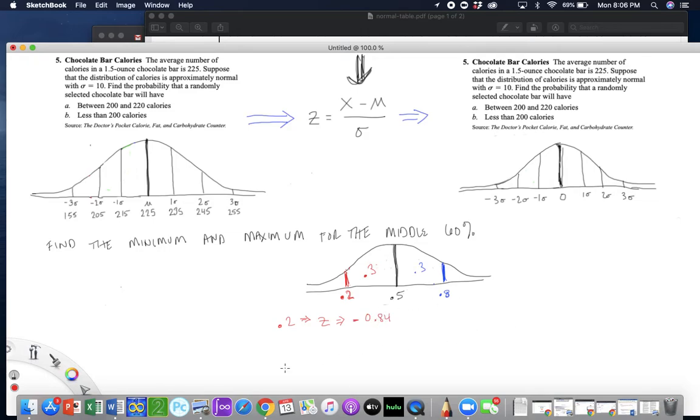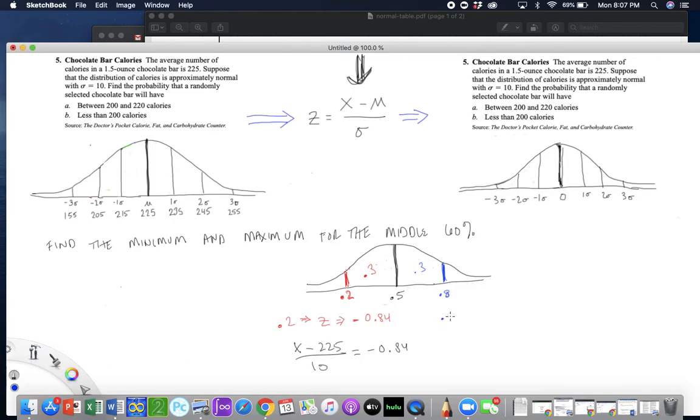Then I'll go through the same process I just did. I'll go up here to the z-score formula. What value minus 225, over 10, would give me a z-score of negative 0.84? Let's try this one. Maybe try this one on your own and see if you can come up with this transformation or formula. Once you come up with this, it's just a little bit of algebra. So see if you can come up with this value here.